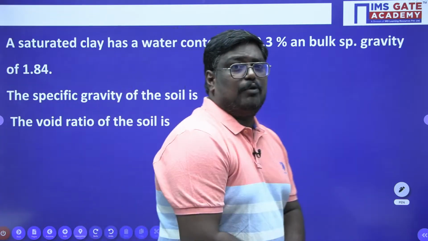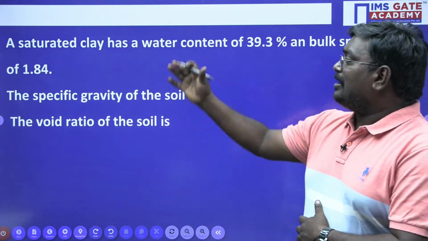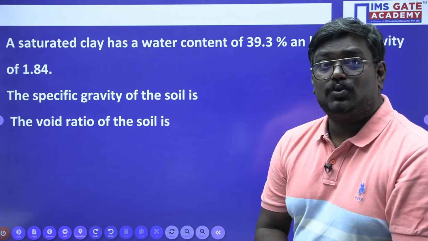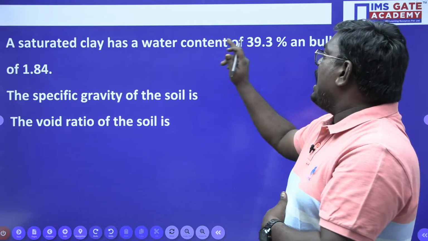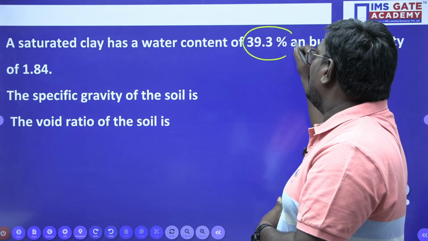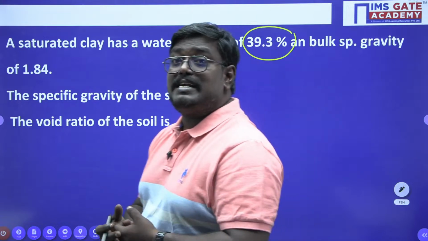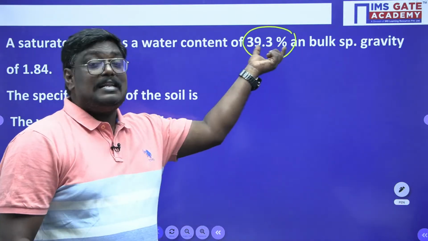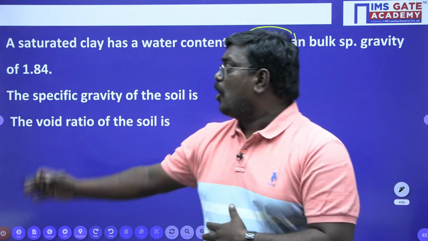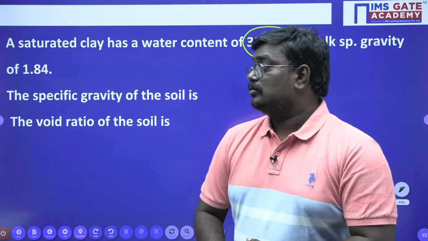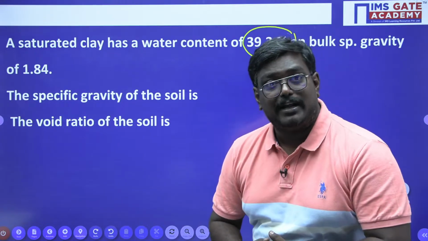Here comes a beautiful question for you students. Imagine a saturated clay has a water content of 39.3 percent and a bulk specific gravity of 1.84. Calculate the specific gravity of the soil.